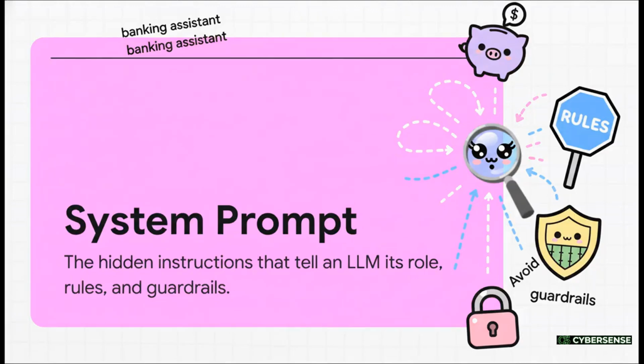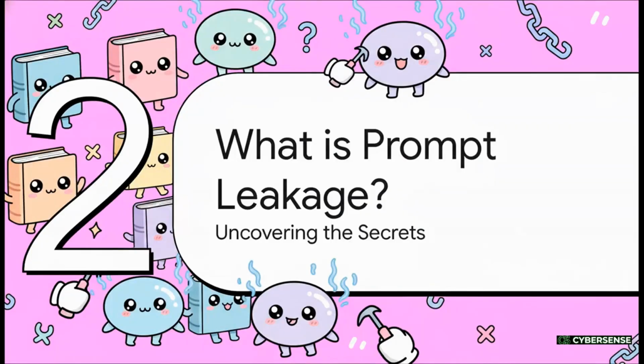Its role, like you are a helpful banking assistant. Its rules, like never use slang. And its guardrails, like avoid discussing unsafe topics. So every single AI has this secret manual. And that brings us to our next big question. What happens when someone decides they want to steal it?